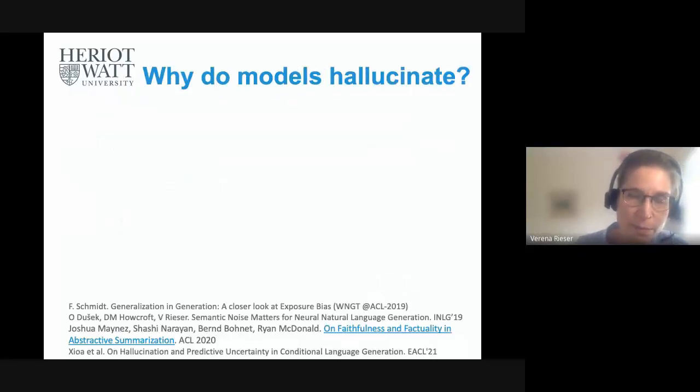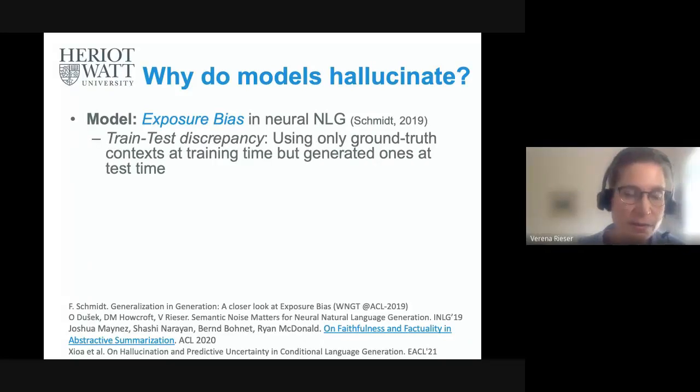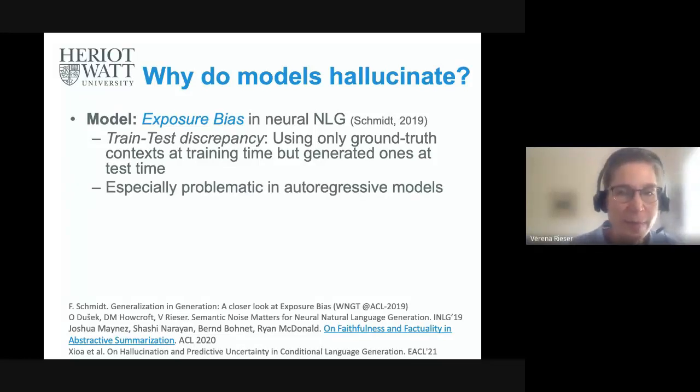Before we know what to do about it, maybe we need to ask why it happens. And here people have different answers. Some people say it's the model, and this is what we call exposure bias in neural NLG. It basically means that there's a mismatch, a discrepancy between the training phase and the testing phase. So during training, we use the ground truth as a context, as a previous context when predicting the next item. This is what we call teacher forcing. However, at test time, we use the noisy generated labels. And this is especially problematic for autoregressive models, as mostly used these days for generation.